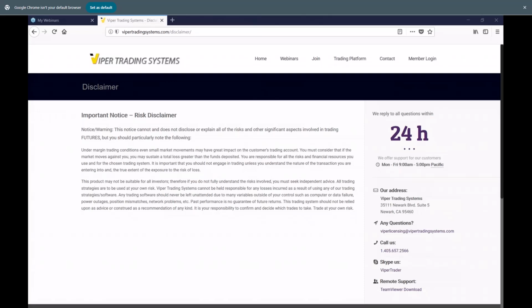So please read the disclaimer. Futures trading does involve risk. There's always risk of loss. You should only trade discretionary capital. Everything we say in Do It Viper Trading Systems is for educational purposes only.